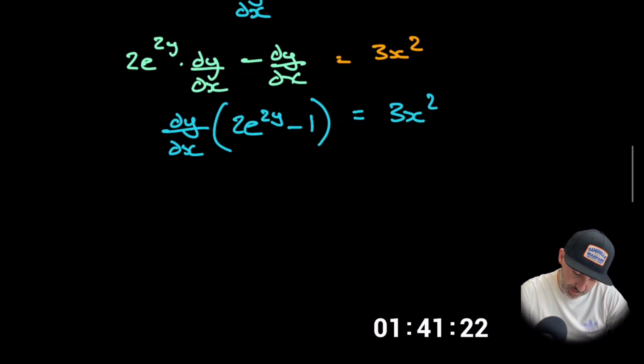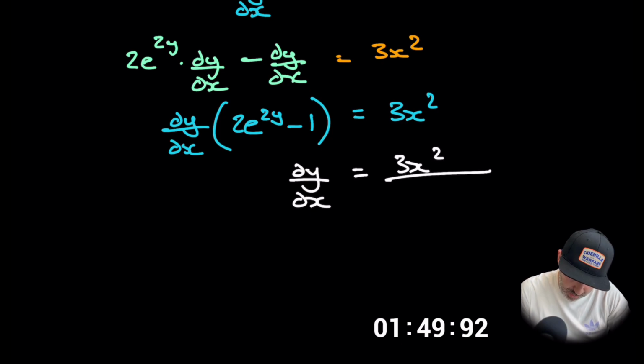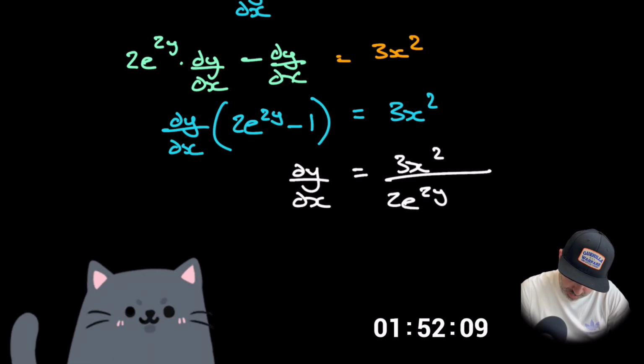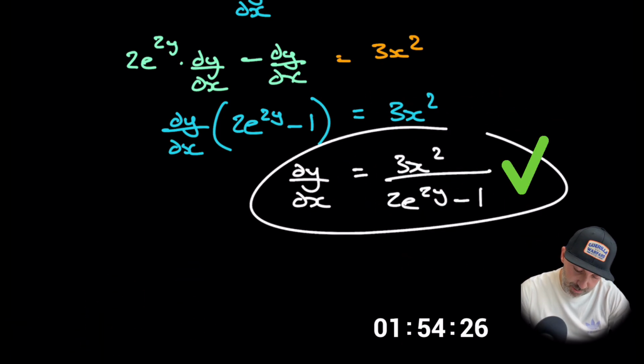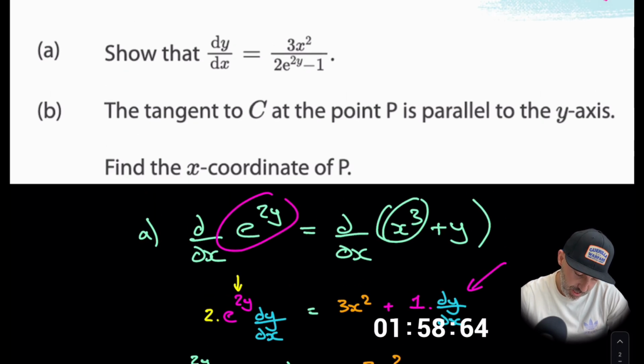And on this final line here, I'm going to divide through by the parentheses there, so that will leave us with dy by dx is equal to 3x squared over 2e^(2y) minus 1. And that was the result that they were trying to find. Now let's go back and have a look at part B.